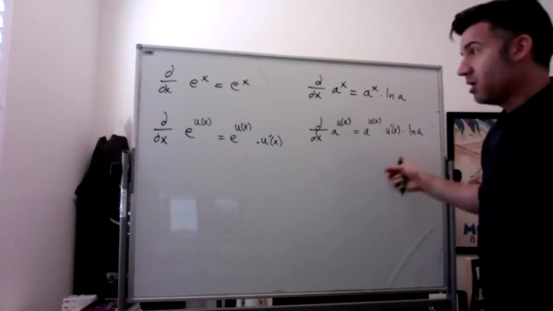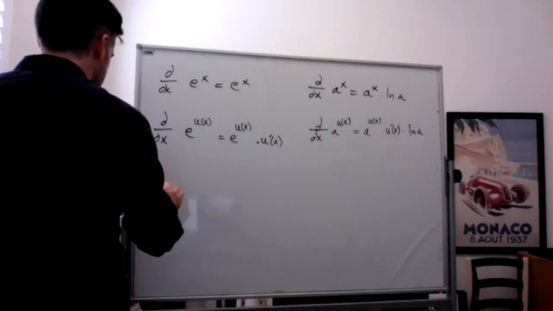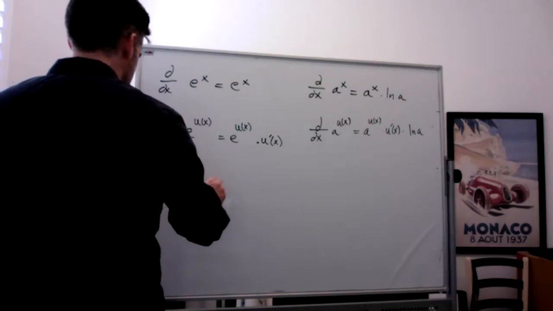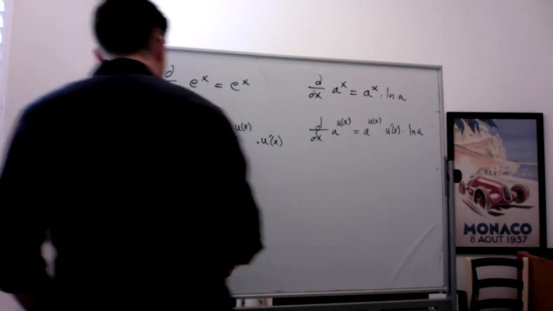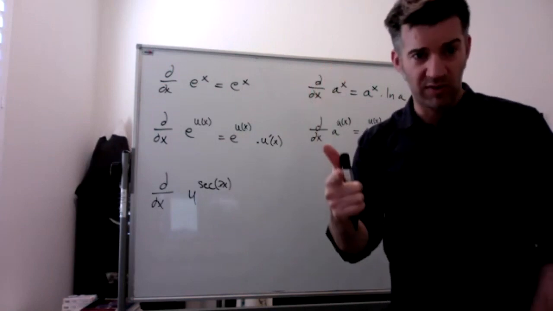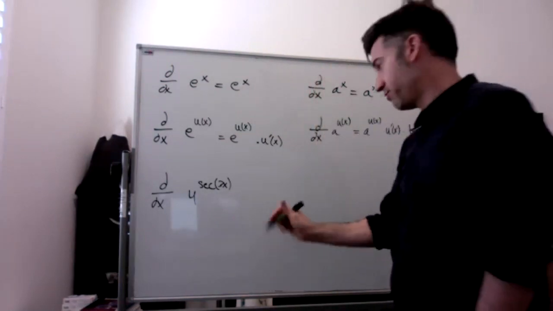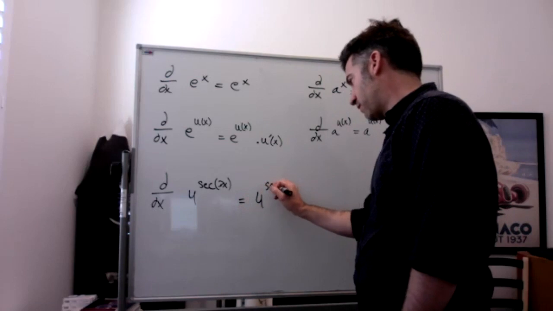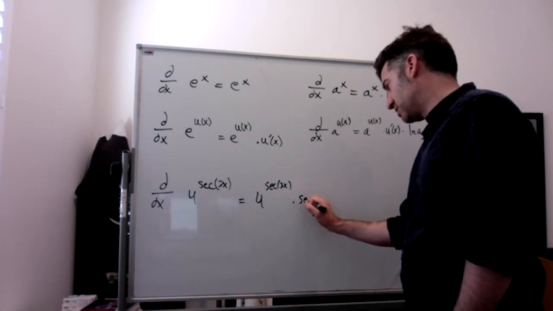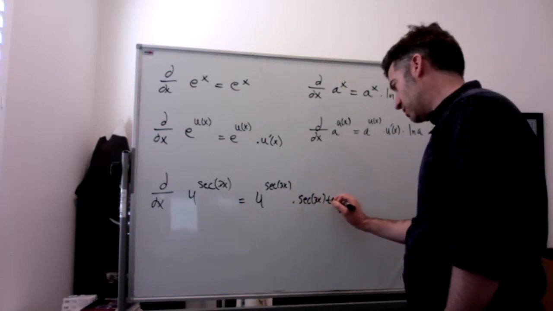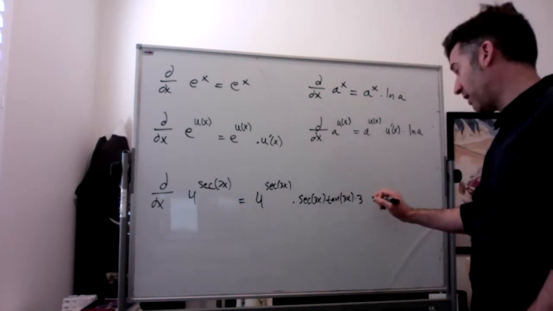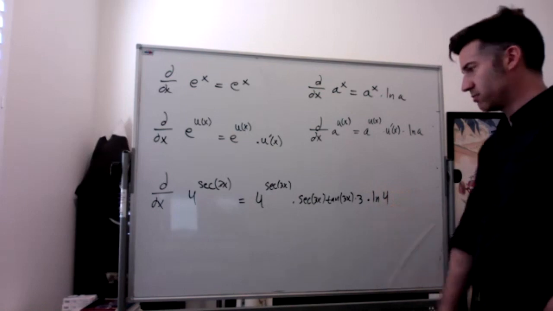Kind of great. So if someone asked me, for example, James, what's the derivative of 4 to the secant of 3x? Well, I say, okay, I know the derivative of 4 to the stuff is 4 to the stuff times the derivative of the stuff times the natural log of 4. So it's 4 to the stuff times the derivative of that stuff. Okay, the derivative of secant of 3x is secant of your thing times tangent of your thing times the derivative of your thing. And then we also have to multiply by the natural log of our base.